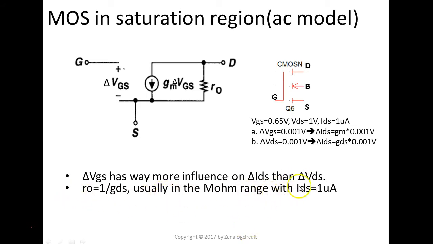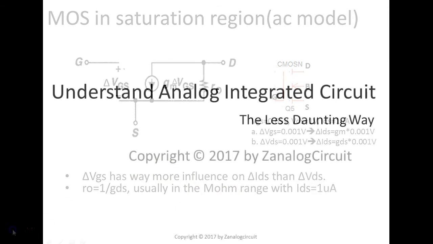And also here we pointed out that when the large signal IDS is about 1 microamp, usually, of course it depends on what kind of length you use for the MOS, but usually RO is in the range of megohms.